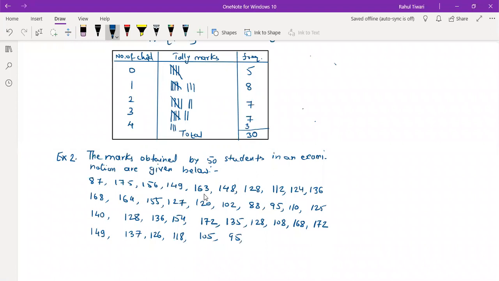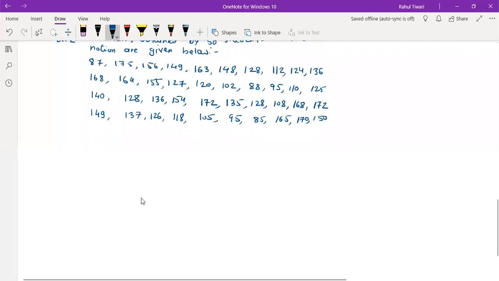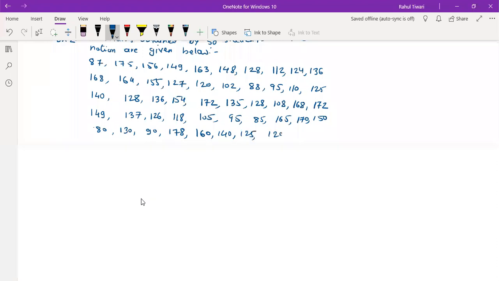137, 105, 95, 85, 165, 170, 150. And then we have 80, 130, 90, 178, 160, 140, 125, 120, 100, 110.